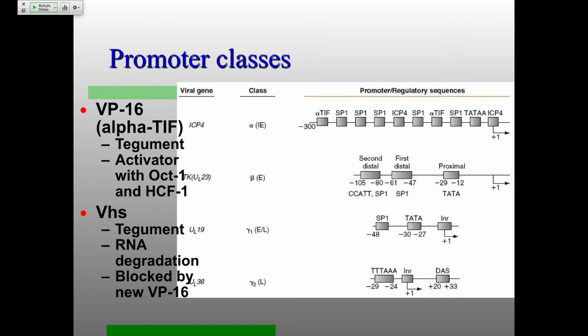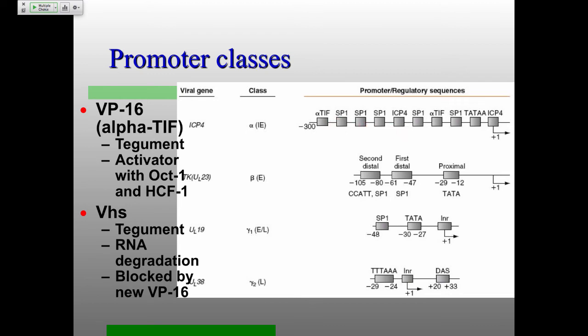And one of the ways that you can tell the early genes from the late genes, the alpha and the beta and the gammas, has to do with their promoter structures and how they're functioning. So if you look at ICP4, again, one of the classic early genes, the alpha genes, it's got all of these binding sites next to its promoter, including VP16, but also lots and lots of cellular proteins.